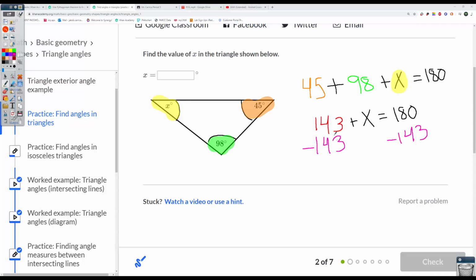That's going to end up canceling it out over here on the left. Okay, so it cancels out. And then we get x is equal to 180 minus 143. So let's go ahead and borrow. We'll do that. That's going to give us 7, and that's going to give us a 3. So 37 degrees.